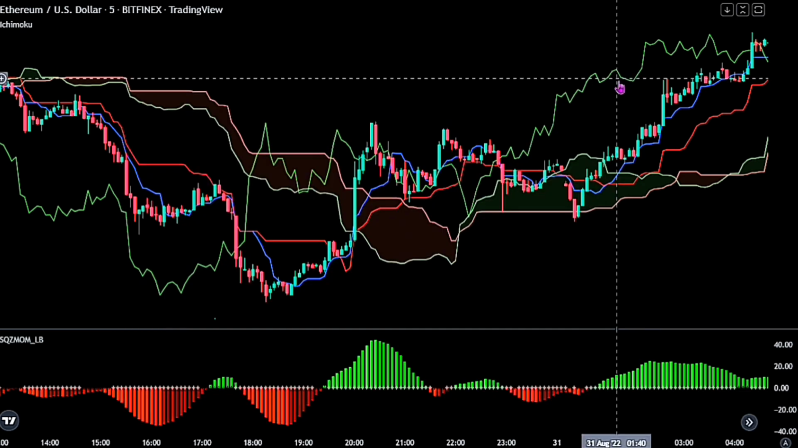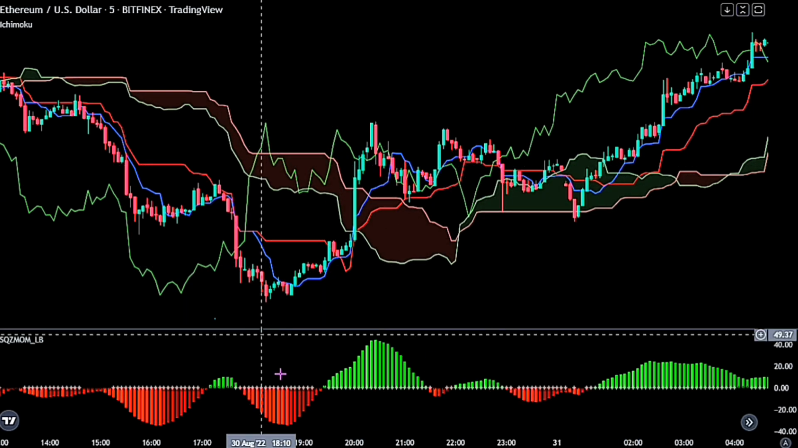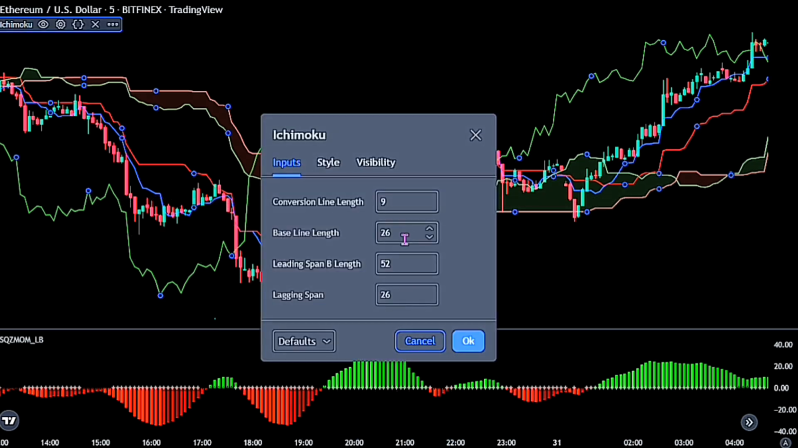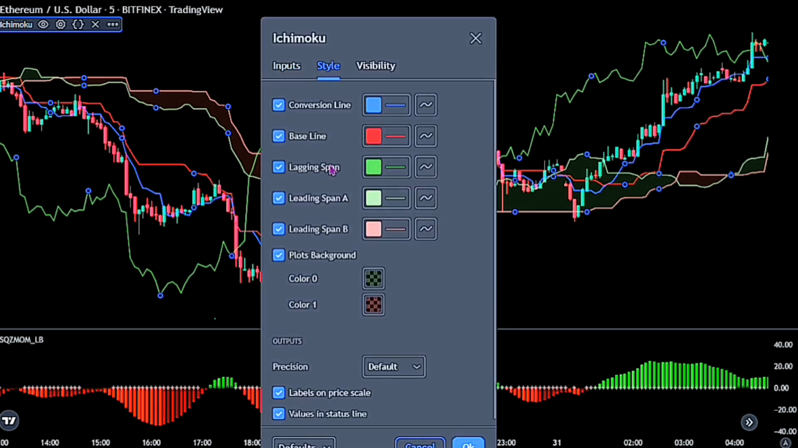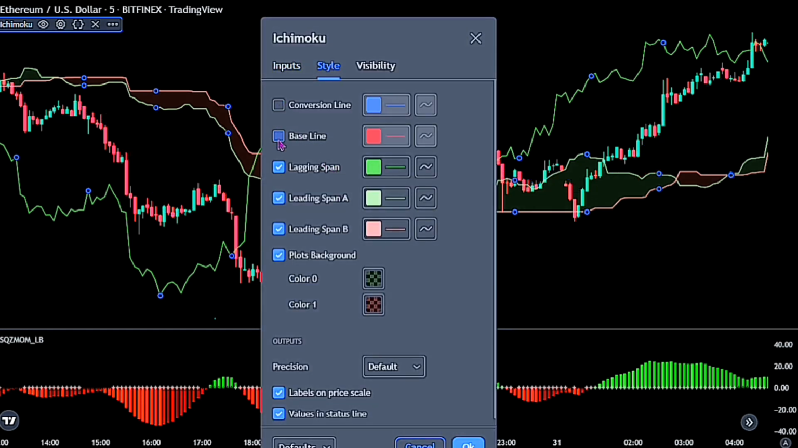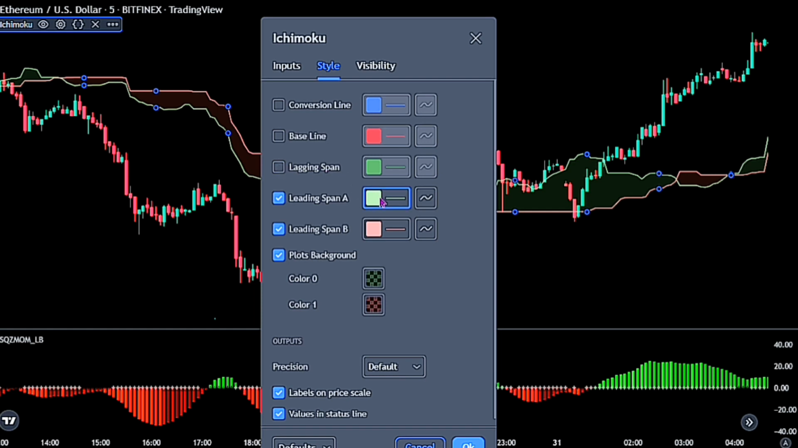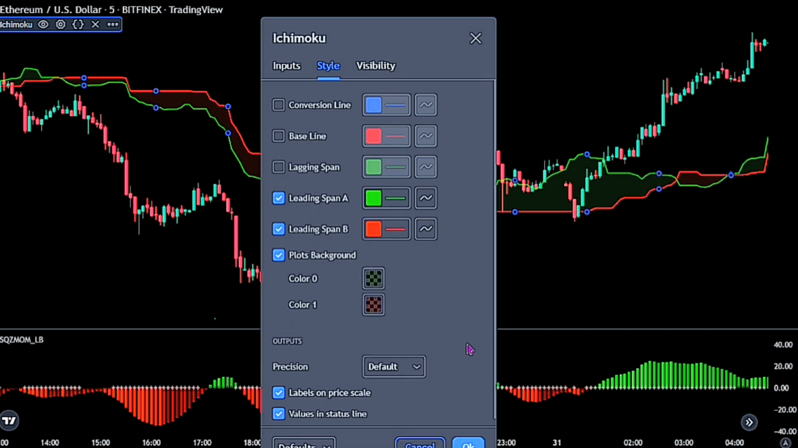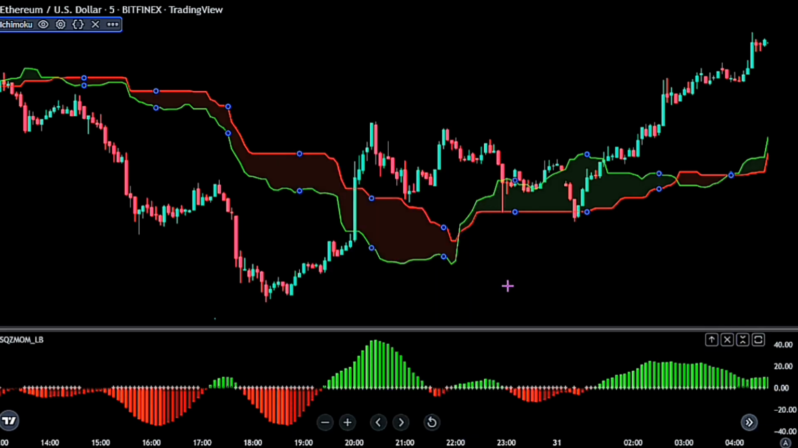Now before we move on, let's quickly make some adjustments to these indicators for better understanding. Go ahead and double click on the Ichimoku Cloud. For the inputs, we won't be adjusting any of the numbers. Head over to the style, untick the conversion line, the baseline, the lagging span. Now change the color of this leading span A to green for clear visualization, and also change the leading span B to red, and that's all for the settings. Go ahead and click on the OK button when you are done to apply the settings on the chart.